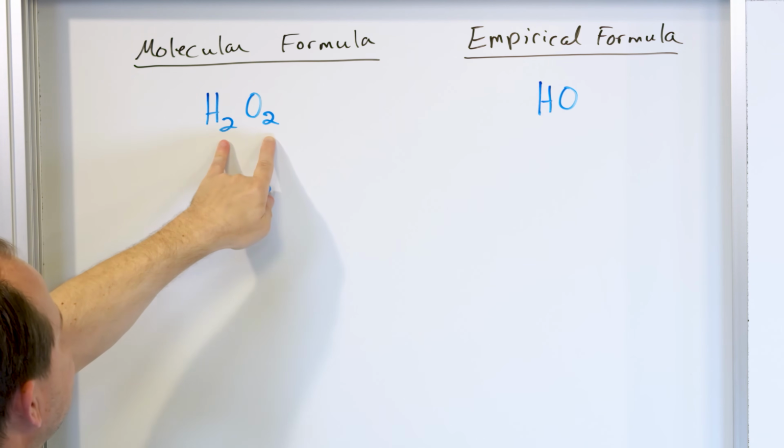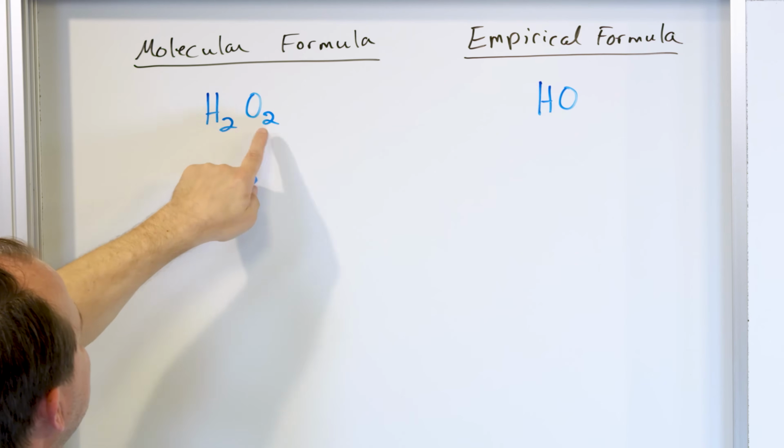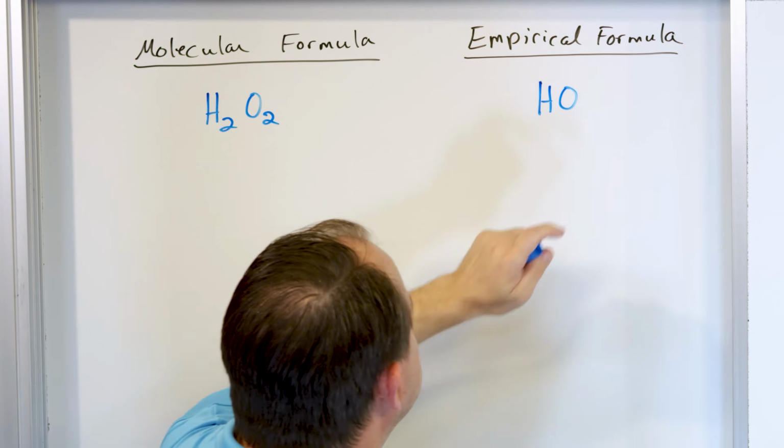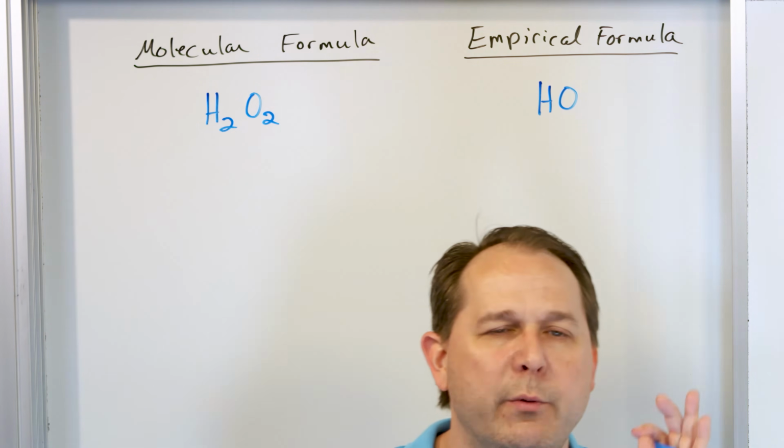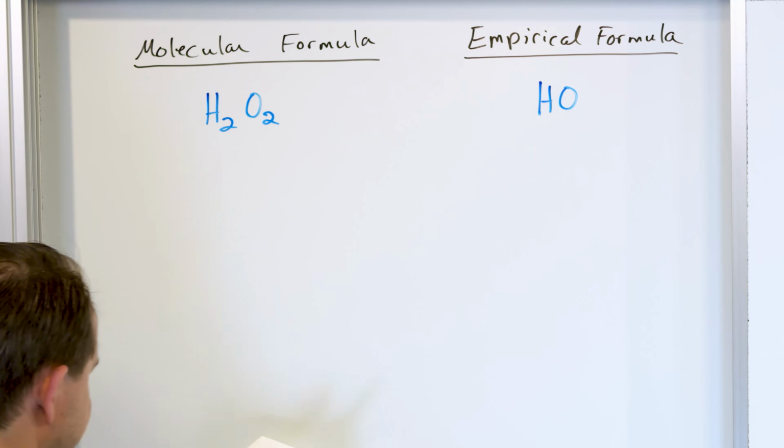In other words, treat it like a fraction. 2 over 2, you can divide top and bottom by whatever you want, so divide both by 2 and you'll get 1 and 1. So the empirical formula is the lowest whole number ratio of atoms that are present. Right? Let me give you another example and you'll see.